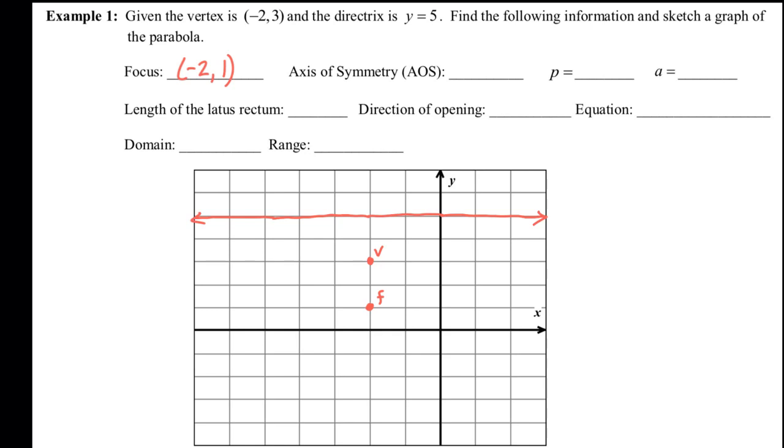Your parabola will always open away from your directrix. So what that means is that since our focus is right here, which is always on the inside of your parabola, and your parabola opens away from your directrix, your parabola is going to open like this. So that tells us our parabola is going to be opening down.